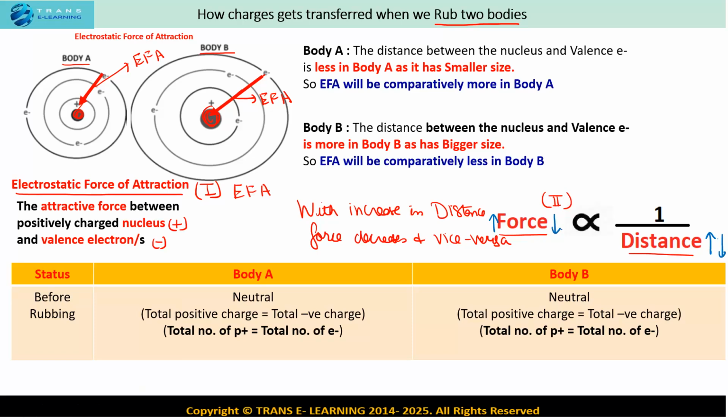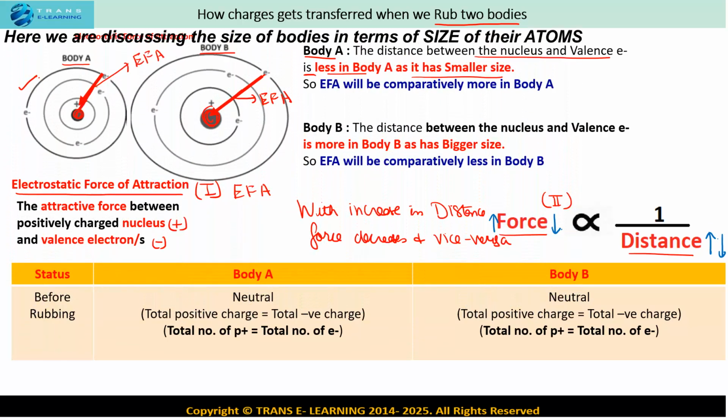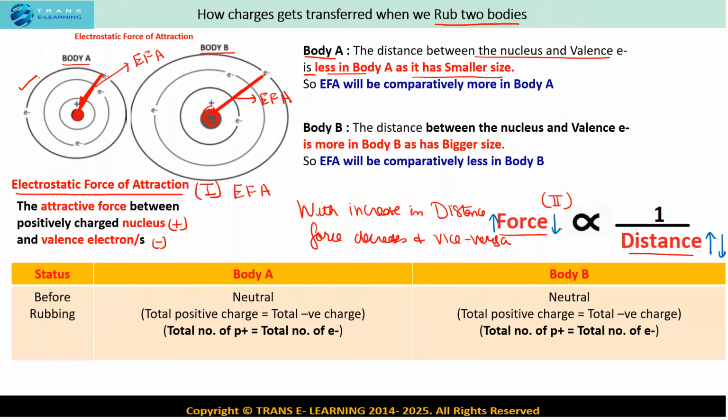Now, let us compare two bodies. First of all, the body A. You can see this is body A. In this case, the distance between the nucleus and the valence electrons is less as it has a smaller size. So you can see here that out of the two bodies, body A has a smaller size and the distance between the nucleus and these valence electrons is less. So due to that, the electrostatic force of attraction will be comparatively more in body A, as I've told you that the force is inversely proportional to the distance.